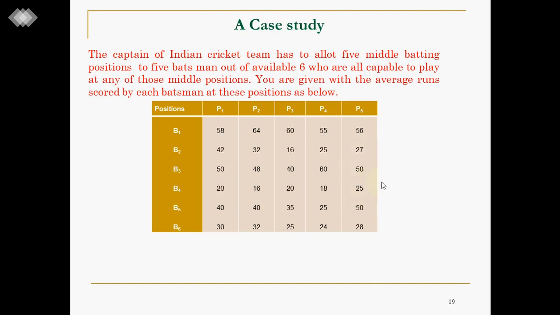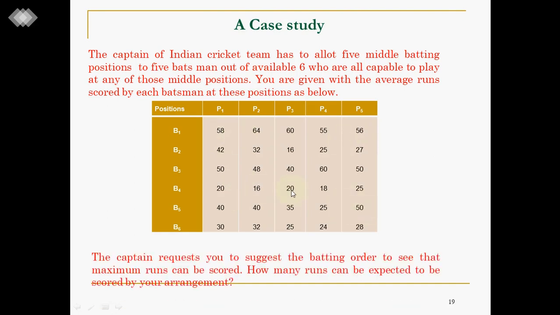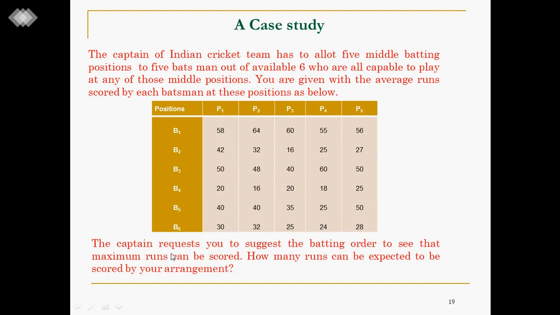Fine. So just you can try this problem. You can give the solution very easily for this kind of problem or any kind of problems, which will be having the matrix form like this. So the captain requests you to suggest the batting order to see that the maximum runs are scored. How many runs can be expected to be scored by your arrangements? So to maximize, that's what you have to see.